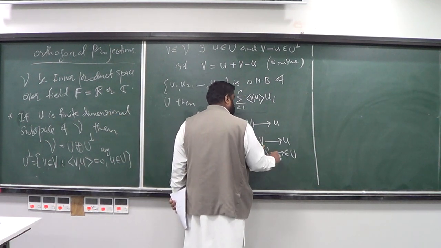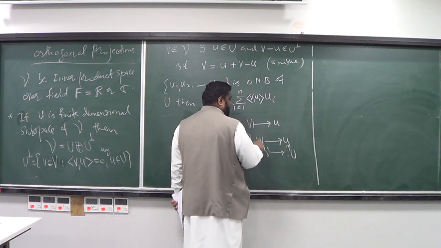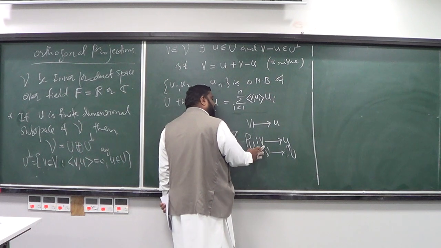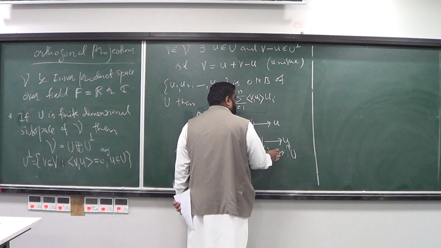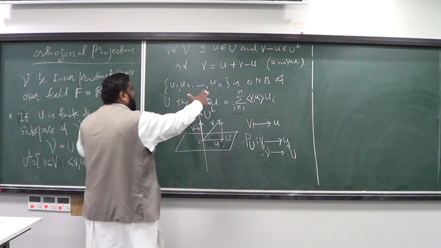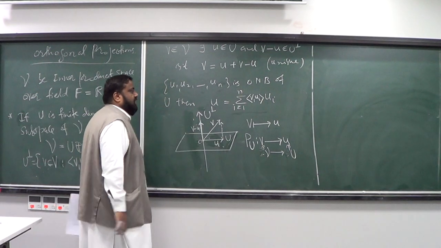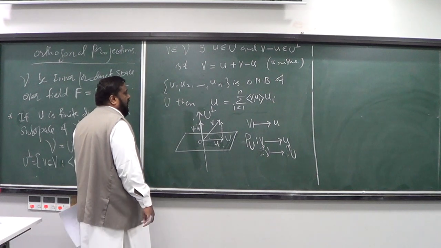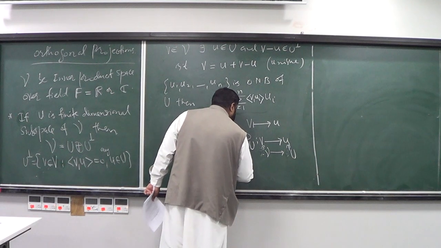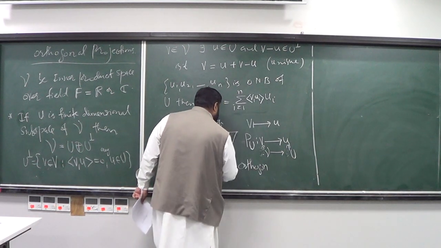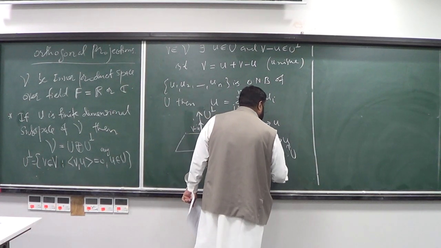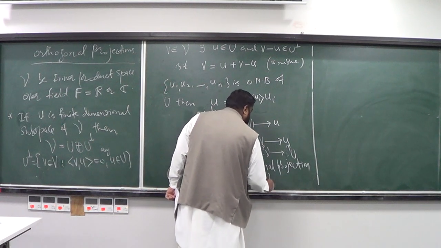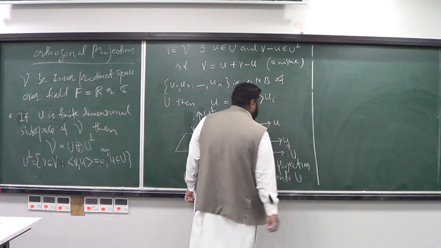Let's put these symbols in this manner: this U belongs to this U and this V belongs to this V. So I can treat this P_U as the orthogonal projection of the inner product space V onto the finite dimensional subspace U. I have picked the entire space and I'm taking the shadow of each of those vectors onto the subspace U. So this map P_U is called the orthogonal projection of the inner product space V onto the finite dimensional subspace U.